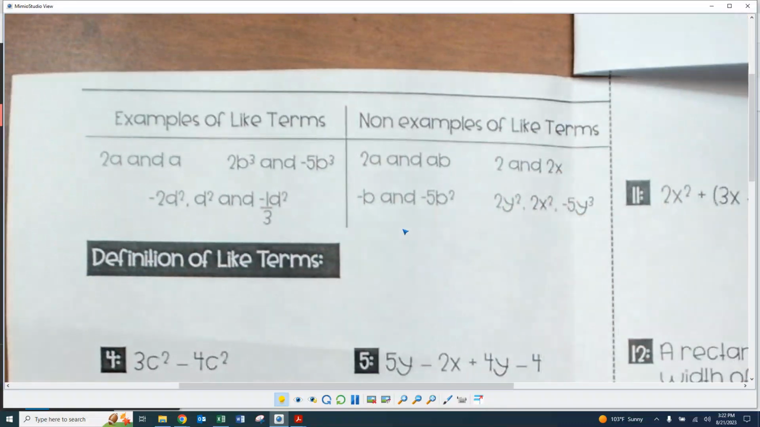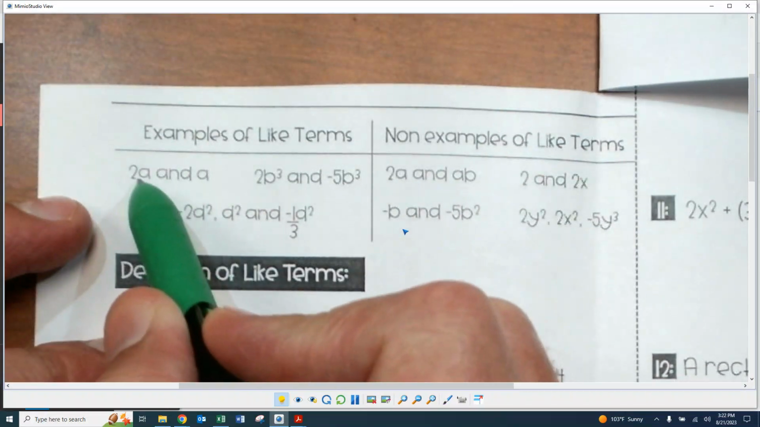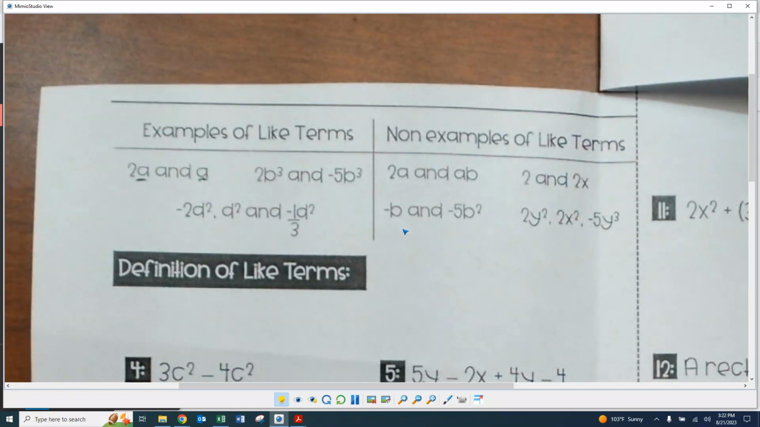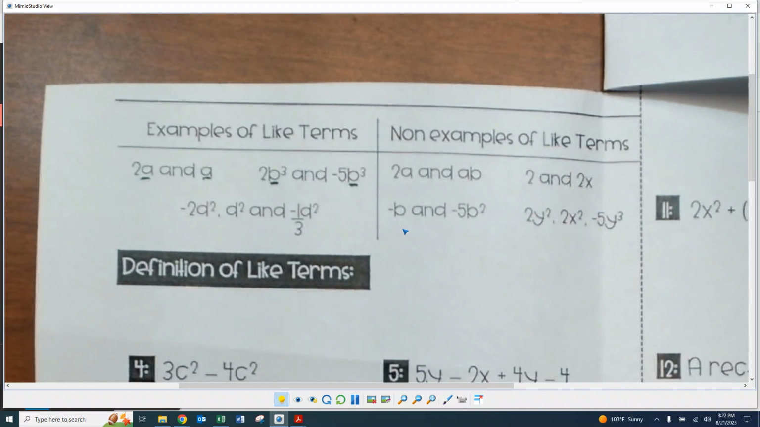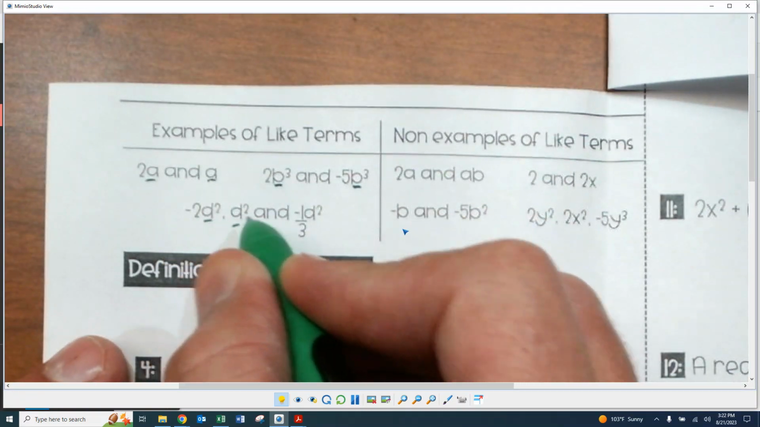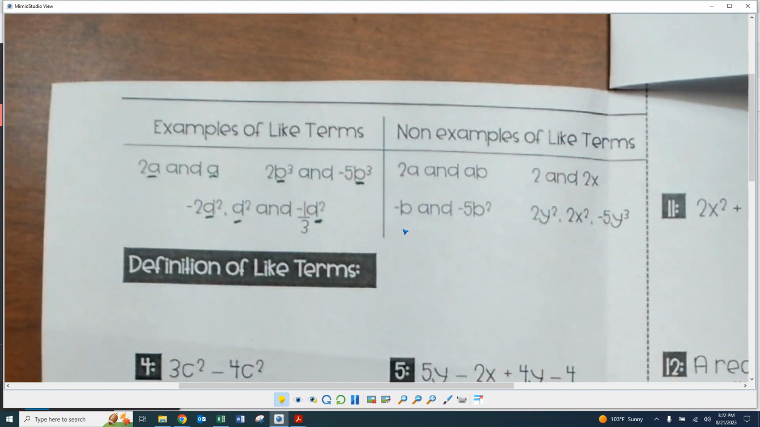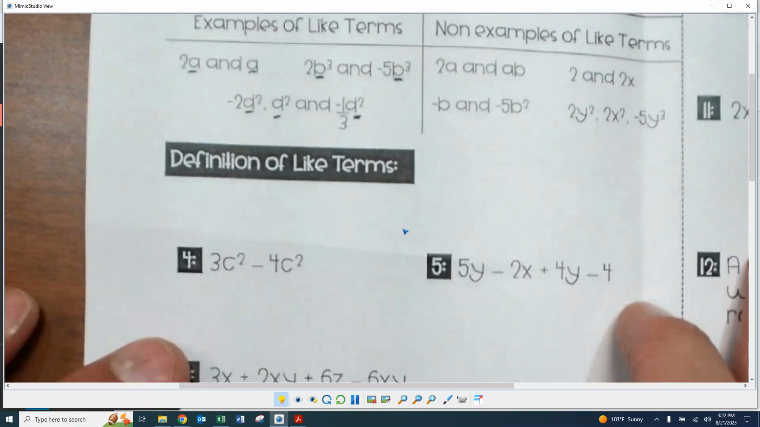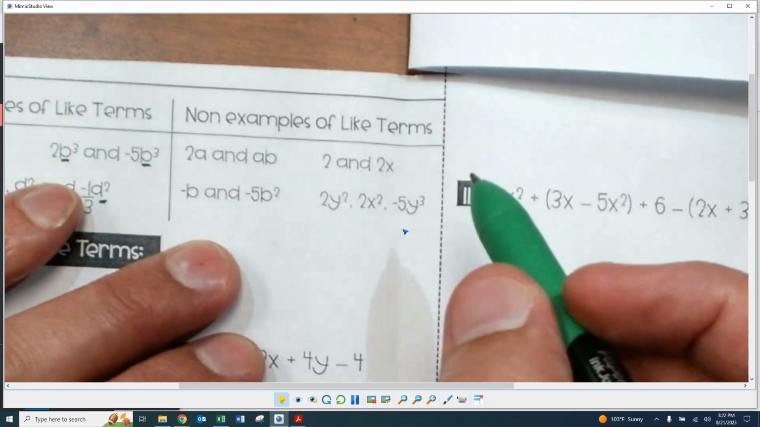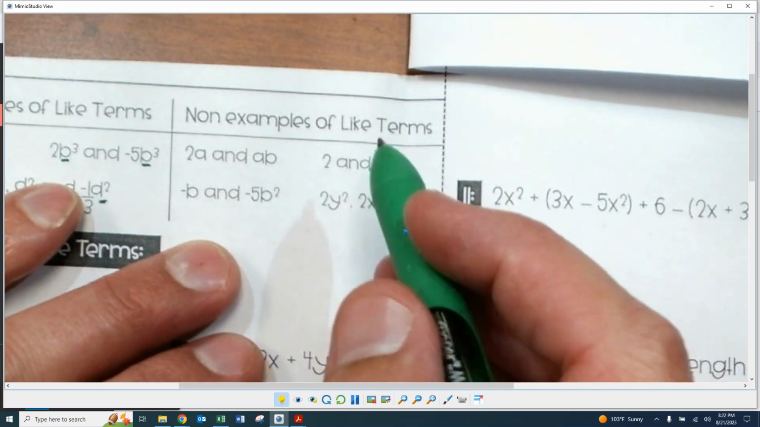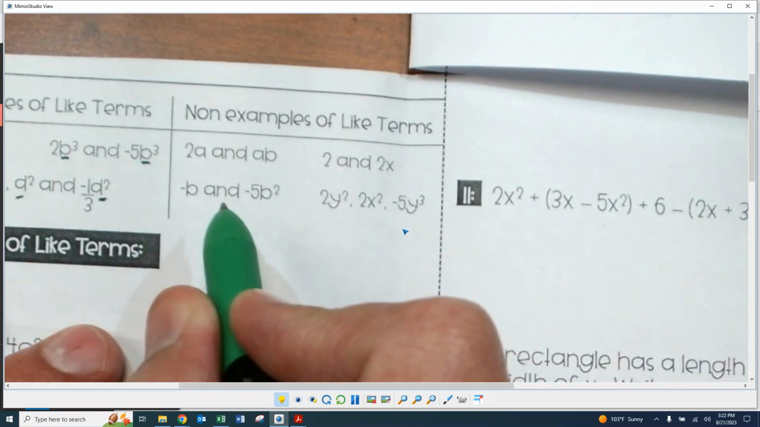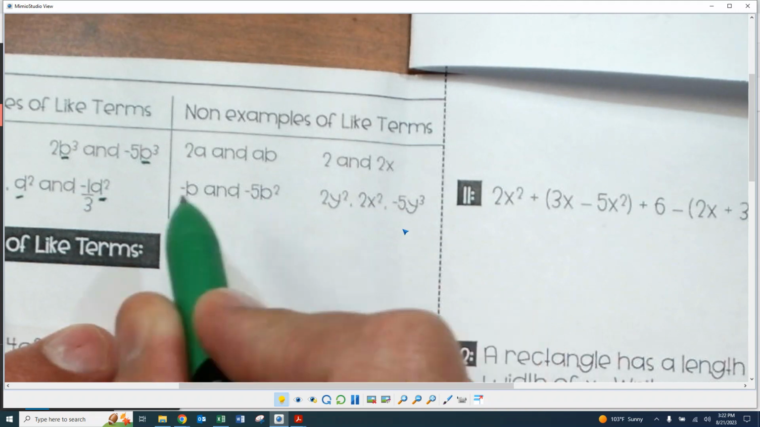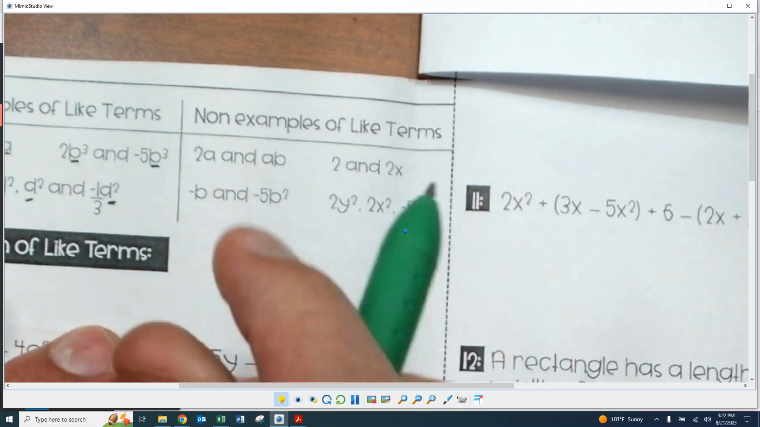So like terms happen when the variables are the same. They're the same letter, and they're the same exponent. So that's b cubed. In that example, here, it's d squared, d squared, d squared. So if we look also over here, these are examples of non-like terms. So 2 and 2x, we cannot combine those. Negative b and negative 5b squared. We can't combine those because this one's squared and this one's just b.